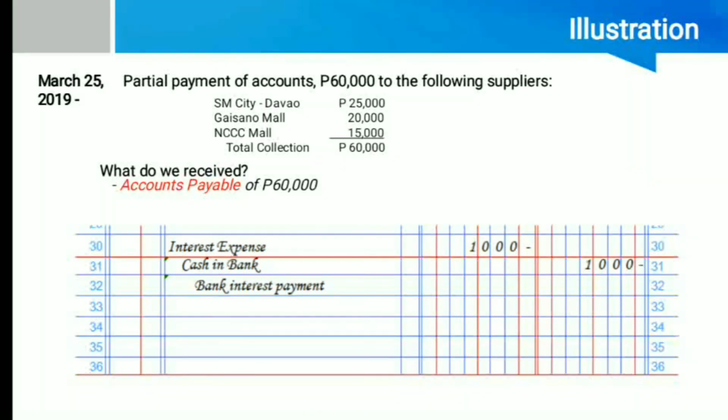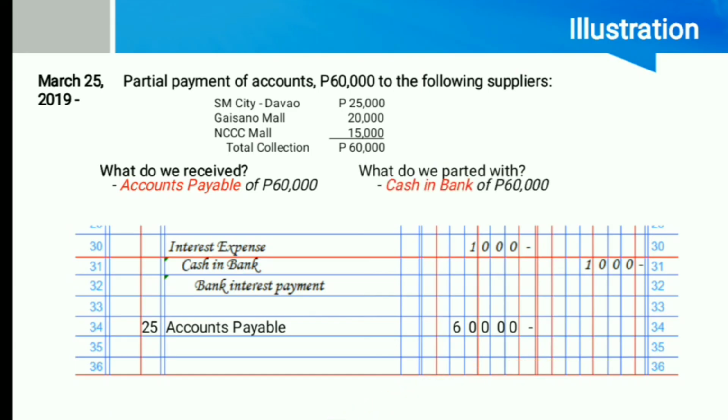And so we will now write our debit entry in our general journal. We'll start with the date, it's 25, and then our debit entry again is accounts payable, the amount of which is 60,000 pesos. So what do we part with? Obviously it's cash in bank of 60,000 pesos, since this is payment of payable. So our credit again is cash in bank 60,000 pesos. So this is the record partial payment of accounts.